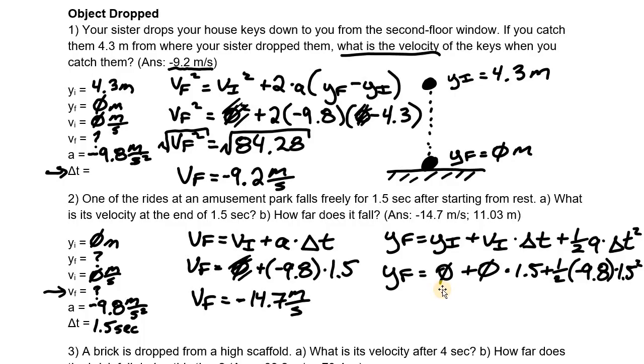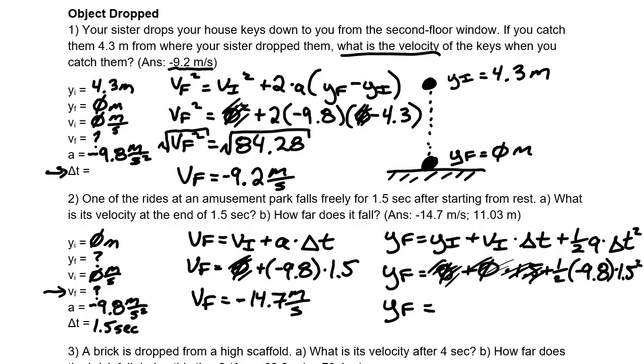Okay, so we have this 0 over here. That's not going to provide any sort of value. And we have 0 times 1.5. That's not going to provide any value whatsoever. So we have this positive 1/2 times a negative 9.8 times 1.5 squared. This negative times the positives will result in a negative answer. So we have our YF.